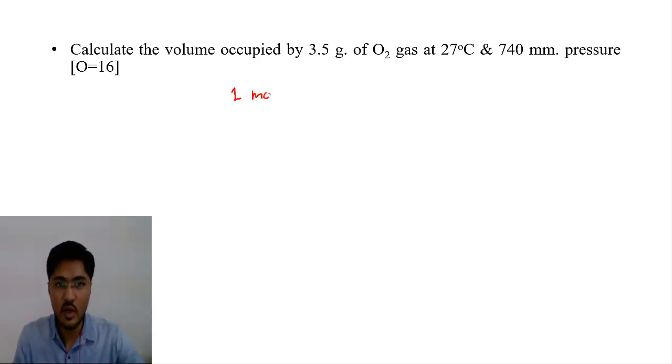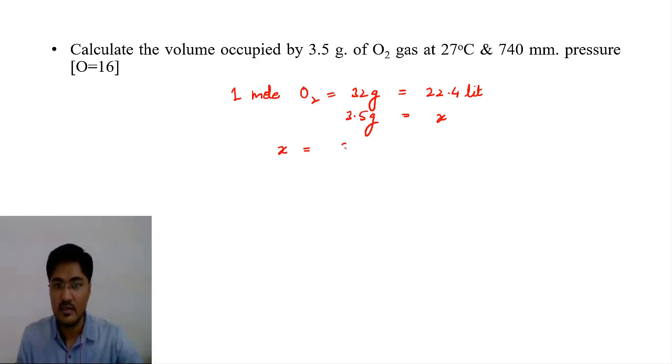So 1 mole of O2 at s.t.p. will have 32 grams, which will occupy 22.4 liters, and we have to find the number of liters that will be occupied by 3.5 grams at s.t.p. Let's assume that to be x. So x will be 3.5 into 22.4 divided by 32, which comes out to be 2.45 liters, and this is at s.t.p.